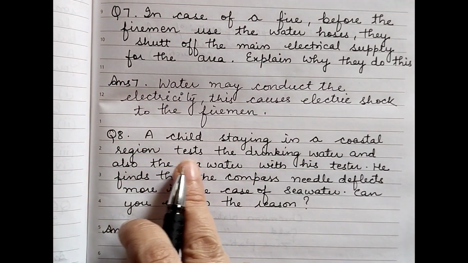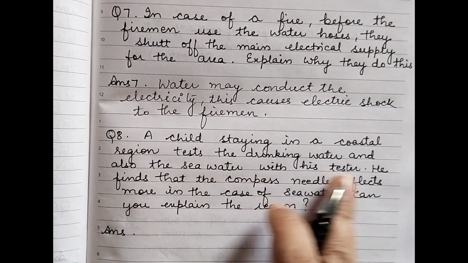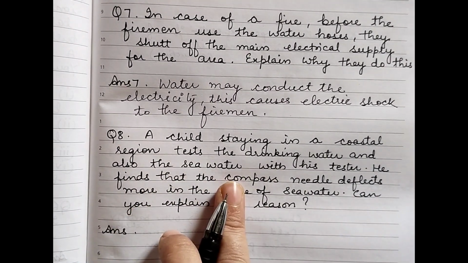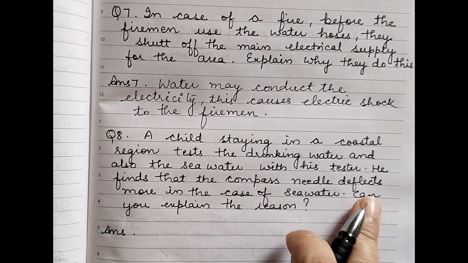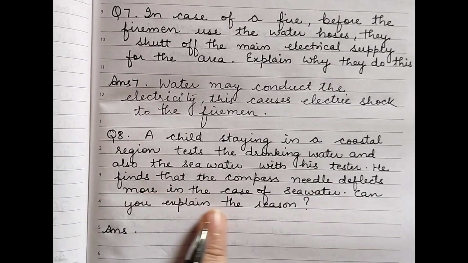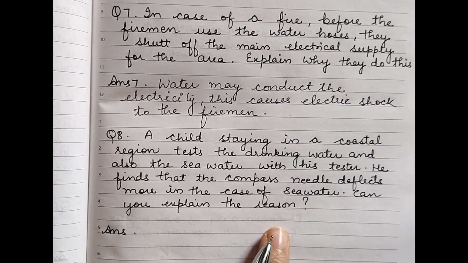Now question number 8. A child staying in a coastal region tests the drinking water and also the sea water with his tester. He finds that the compass needle deflects more in the case of sea water. Can you explain the reason?